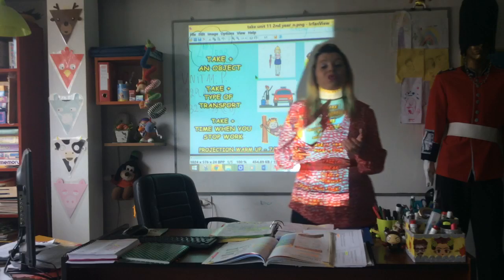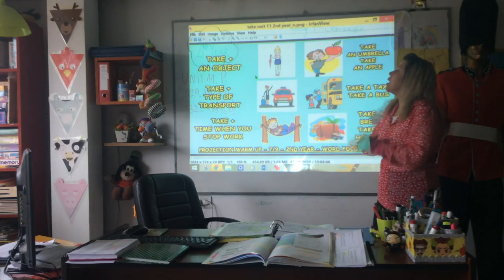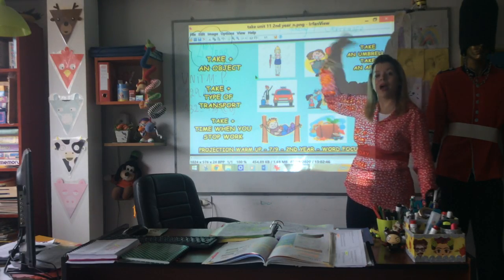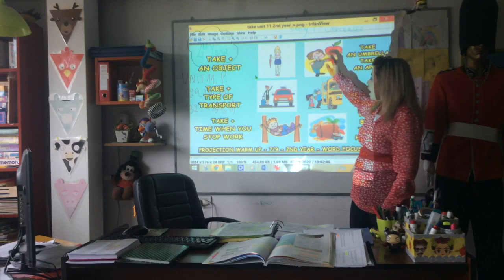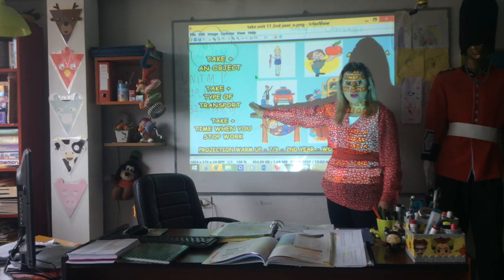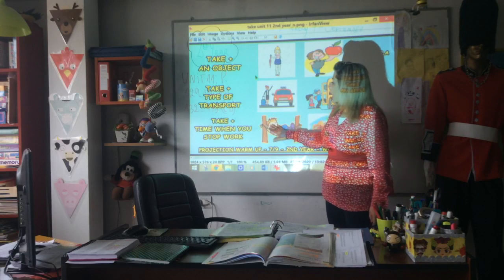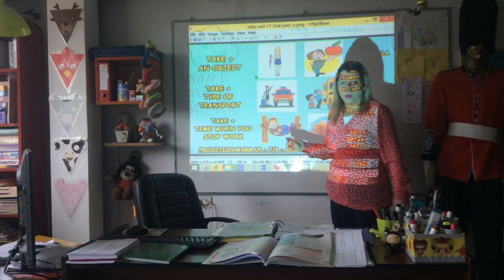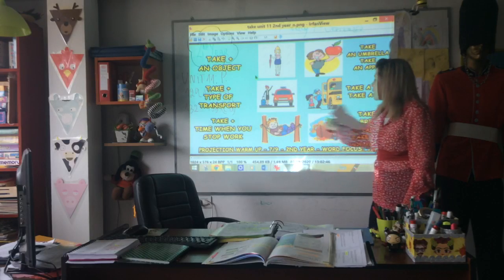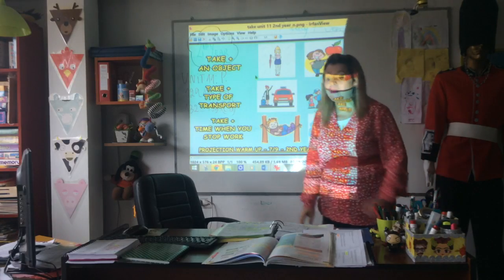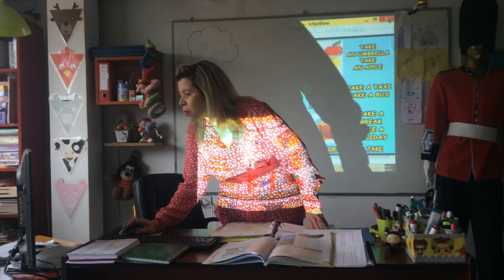Entonces ahí tenés los diferentes usos de take. Take más un objeto. Take an umbrella. Take a glass. Take an apple. Take plus a type of transport. Take a taxi. Take a bus. Take the underground. And take plus when you stop working. Take a rest and take a holiday. Is it clear? So that is all the presentation.